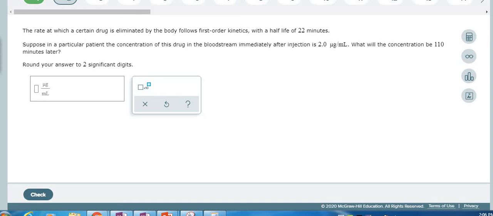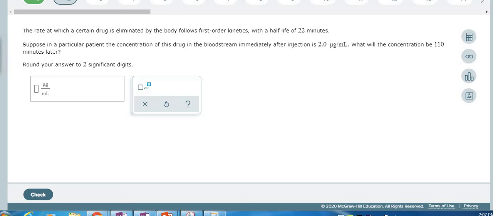The rate at which a certain drug is eliminated by the body follows first-order kinetics with a half-life of 22 minutes. Suppose in a particular patient the concentration of this drug in the bloodstream immediately after injection is 2 micrograms per mil. And so what will the concentration be 110 minutes later?